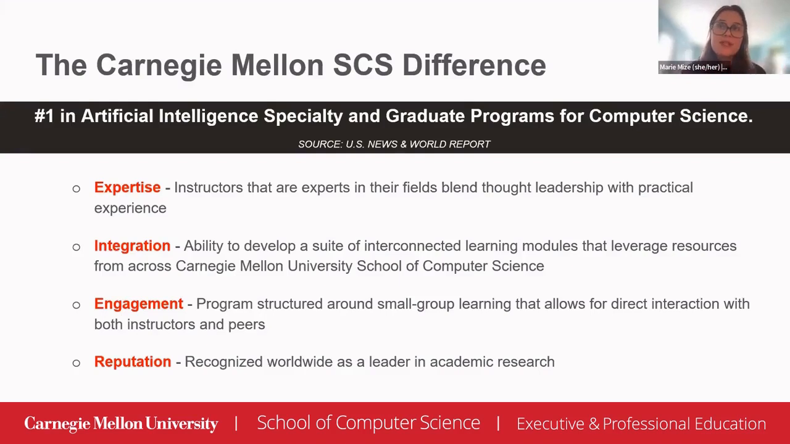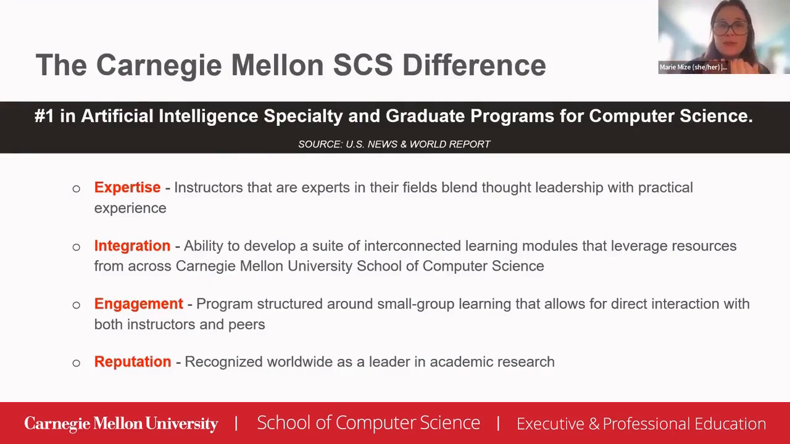There's an integration and an ability to develop interconnected learning modules that leverage resources from across the school. So there's that interdisciplinary, interconnected approach there. Professional roles, job sectors, years of work experience, geographies. So as you think about that peer learning, as you're learning, you're getting the deep dive knowledge as you apply it to your work, to your career, to your organization.